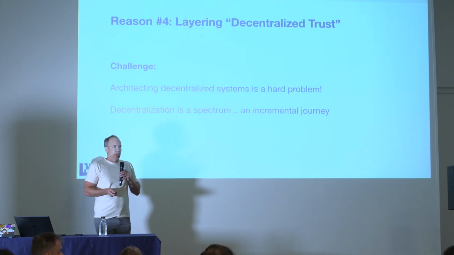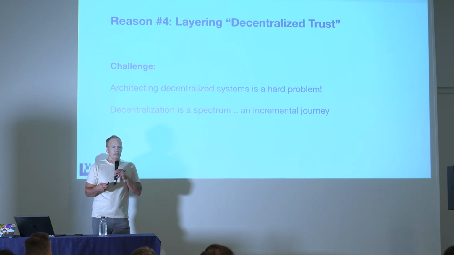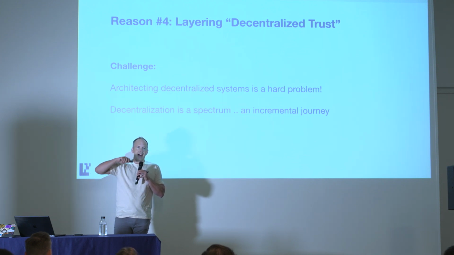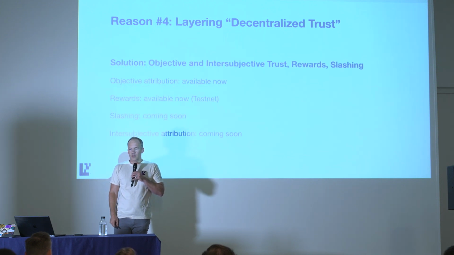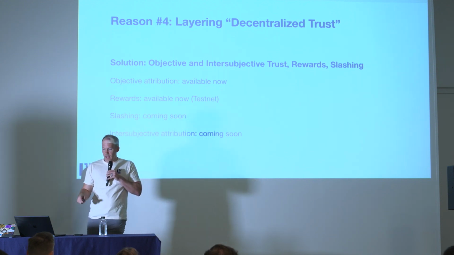But building decentralized systems is very difficult. So what I want to show you guys today from a technical perspective is to think about all the benefits of your current architecture and how you'd like to build your app as it is, and how you can just add EigenLayer as a +1 to that. We're going to talk about different ways to establish trust, through rewards and slashing. We'll talk about objective attribution, which is available now, rewards and slashing coming soon.